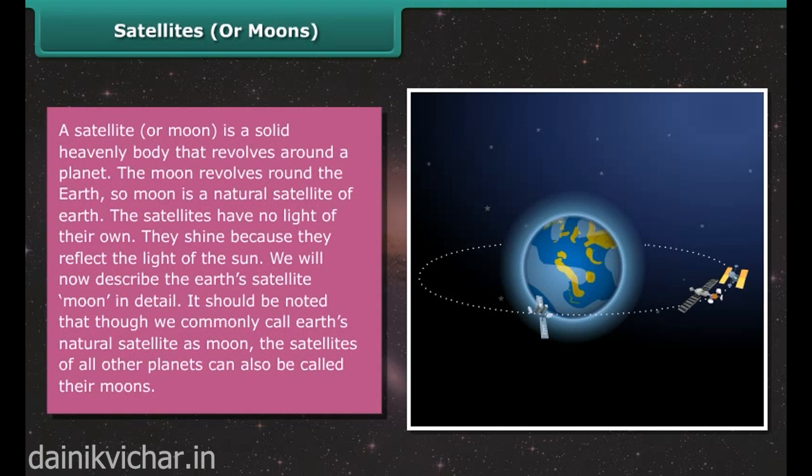It should be noted that though we commonly call Earth's natural satellite the moon, the satellites of all other planets can also be called their moons.